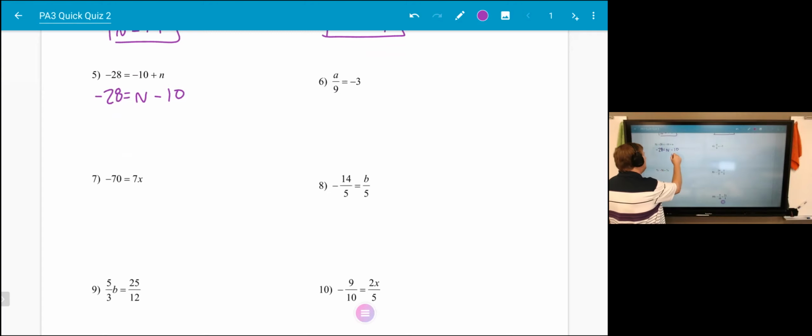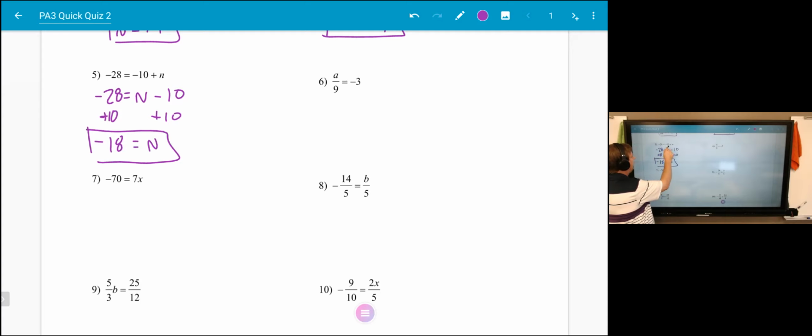I'm going to add 10 to both sides. Do you need this first step, that rearranging? No, because you just got to add 10 to both sides. -18 equals n. Check your work. -10 plus -18, that is -28.